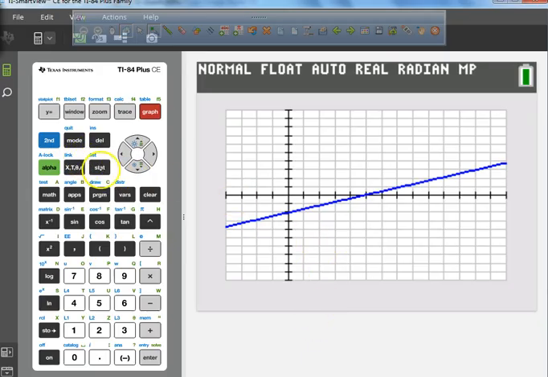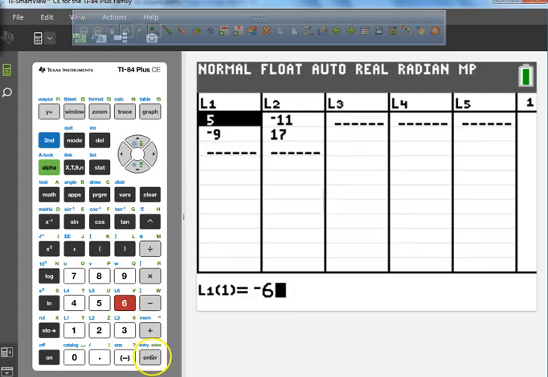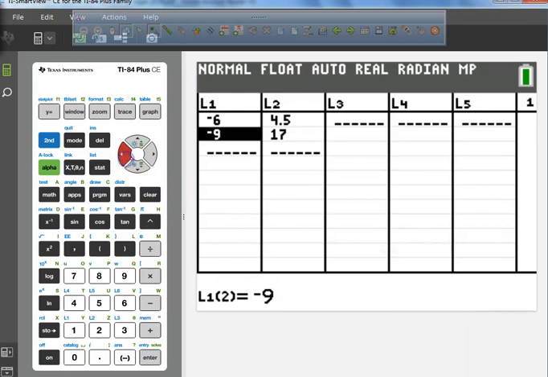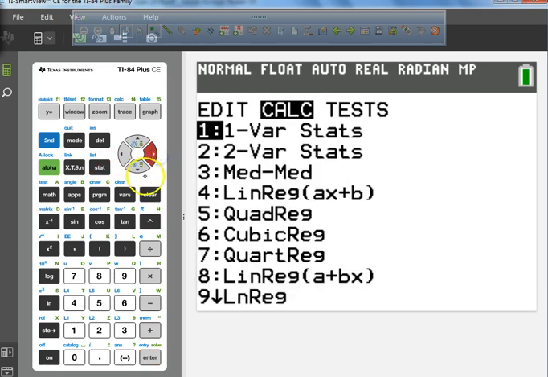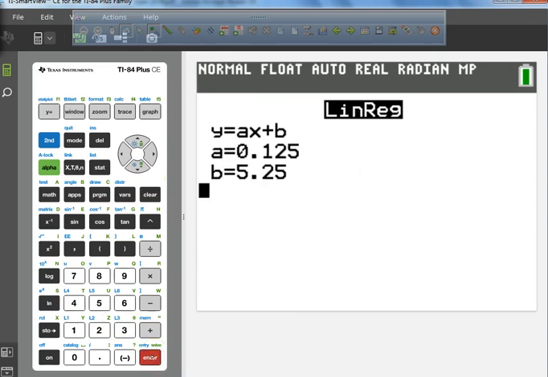Here's what I'm going to do. We go to Stat. We go Edit. Over here I'm going to type in a -6. Over here I'm going to type in a 4.5. Then I'm going to go back and go -10 and a 4. So I'm going to type in a -10, and right over here I'm going to type in a 4. Right now I'm checking to see if this works. So now that I'm in my stat editor, I'm going to press stat, right arrow, go down to number 4, press enter all the way down, and I'm going to calculate my slope.